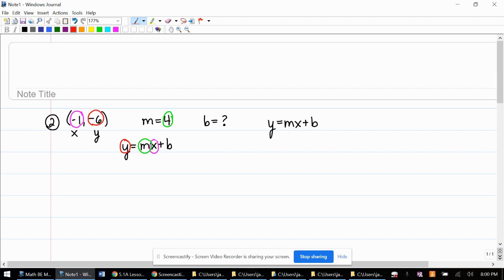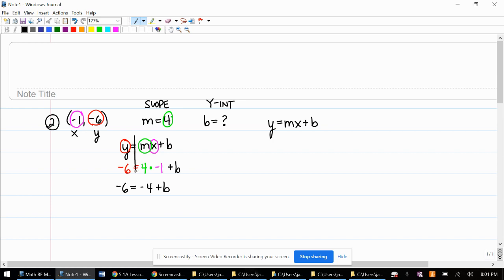Like so. So y is -6, m is 4. I'm going to put a times dot, or you can use parentheses. x is -1, and b is just b. That's what I'm looking for. So b is my y-intercept for this line, and m was my slope. So I have now -6 equals 4 times -1 is -4 plus b.